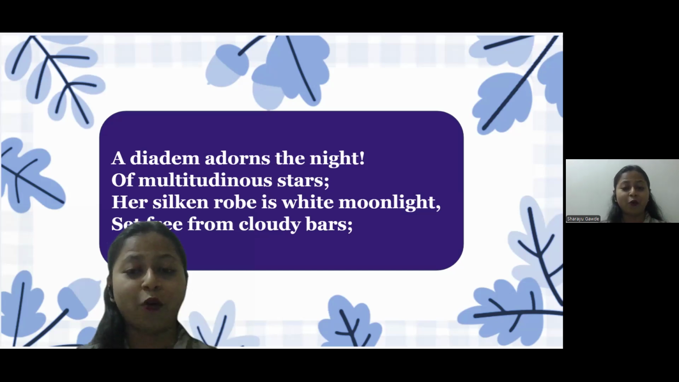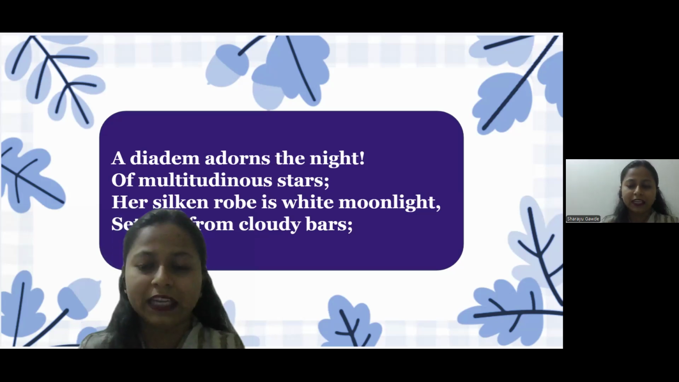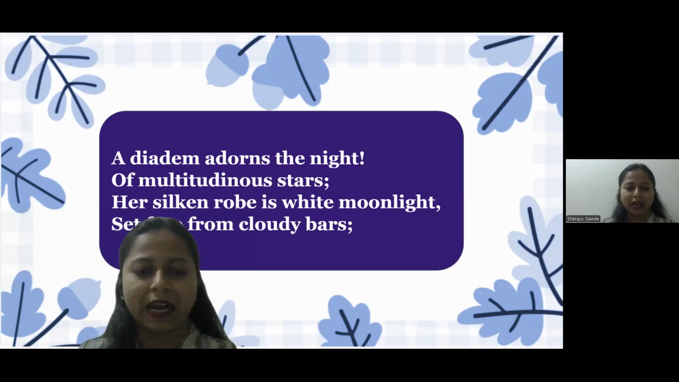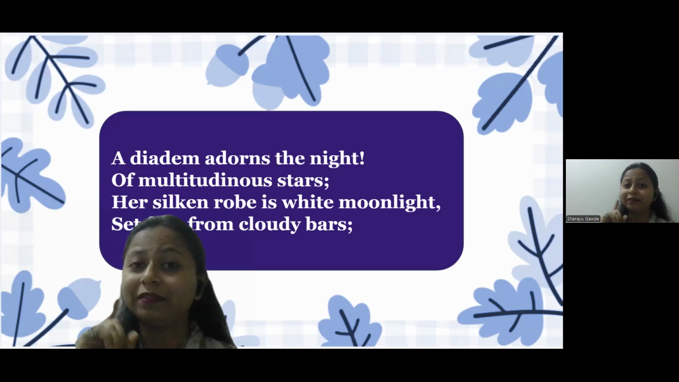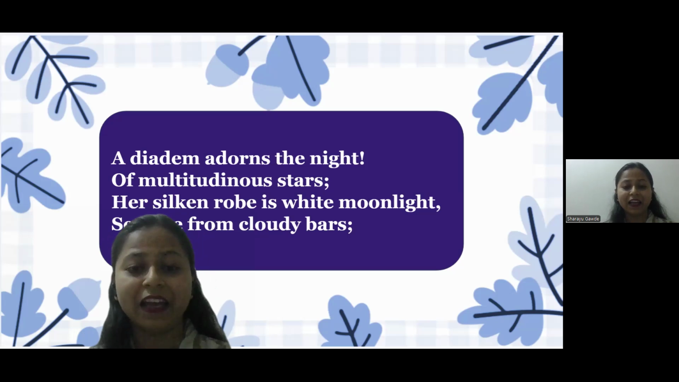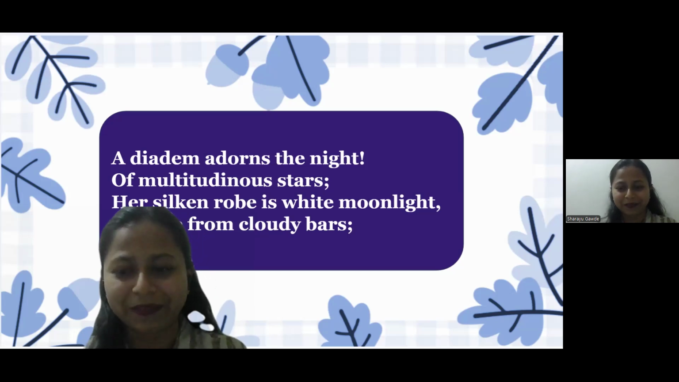Her silken robe is white moonlight. So she's wearing a loose cloth on her body, which is nothing but white moonlight, set free from cloudy bars. As you all remembered, that the monsoon season has ended, so there are no clouds in the sky. So everything is quite clear and beautiful in the autumn season.